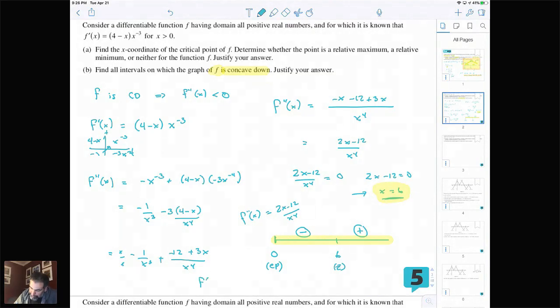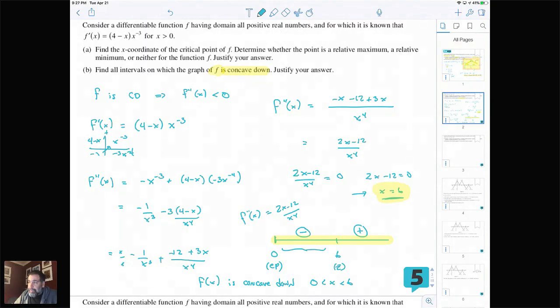So here we go. f of x is concave down on the interval from 0 is less than x is less than 6. It's this region right here where we're concave down. Okay. When you're doing concavity, you never include the endpoints. Concavity is always done on an interval, not at a point. So I don't need equal to. So this is where I'm concave down.